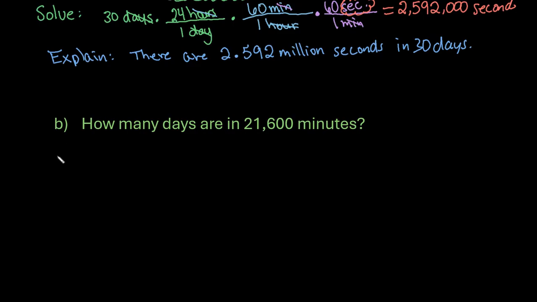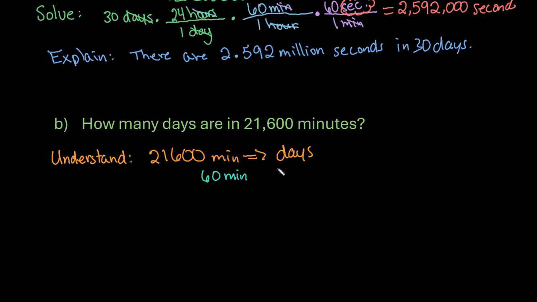So we're going to use the same method again. The first thing that we want to do is understand what we have. We have 21,600 minutes, and we want to convert this to days. So again, we want to talk about what we know. We're trying to get rid of minutes, so we know that there are 60 minutes in 1 hour. And we know that there are 24 hours in 1 day.